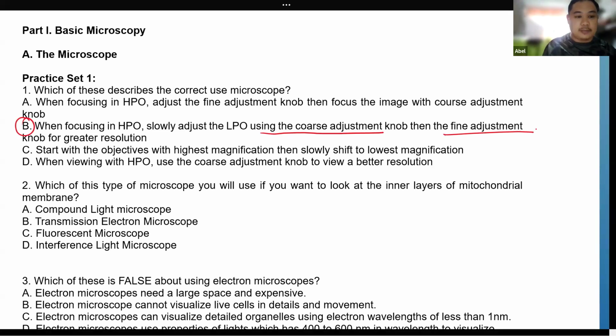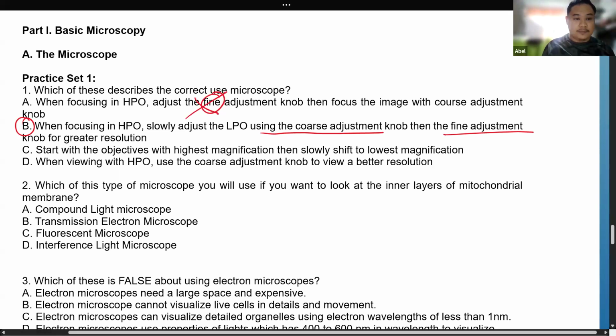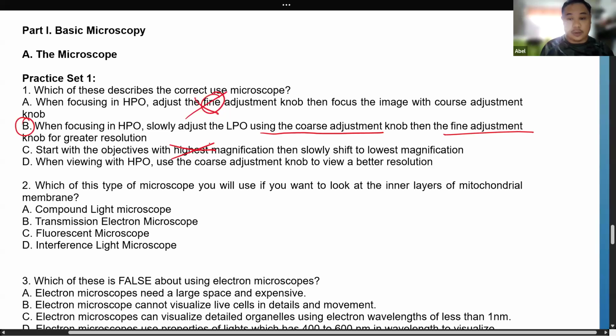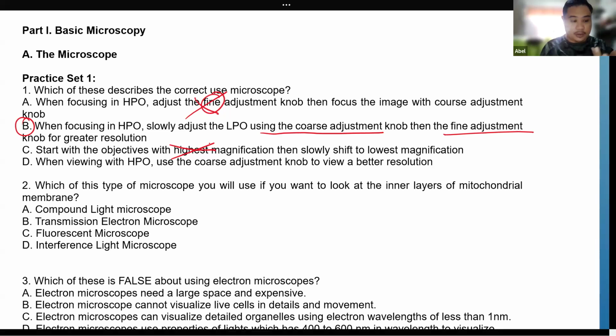Now, how about letter A? When focusing in HPO, adjust the fine adjustment knob. No, so this one is really wrong. Next, how about letter C? Start with the objective with the highest magnification. No, you always start first with lowest magnification, unless you are familiar with the cell that you're gonna view.